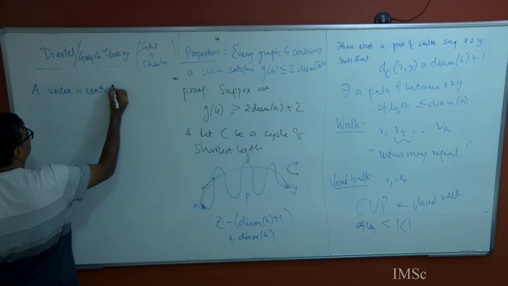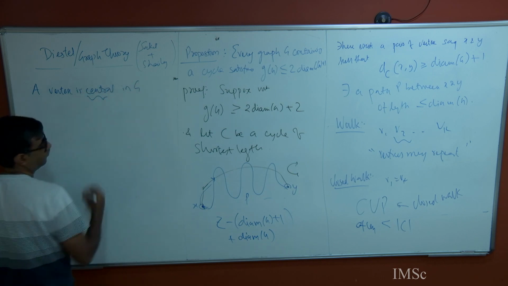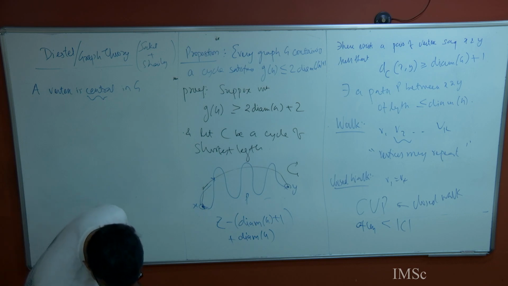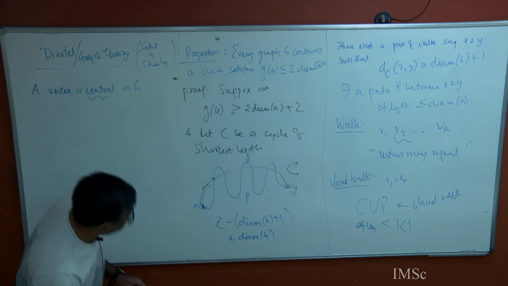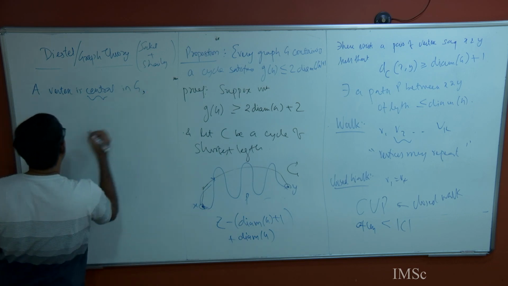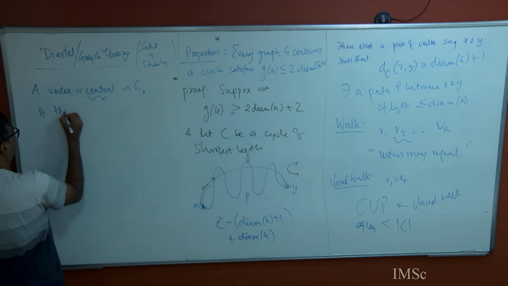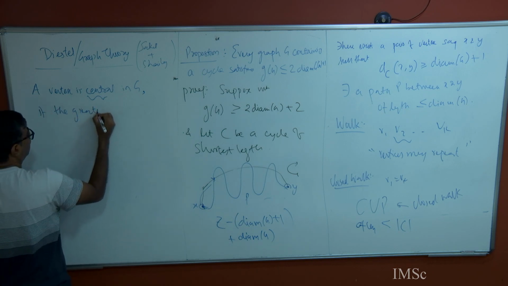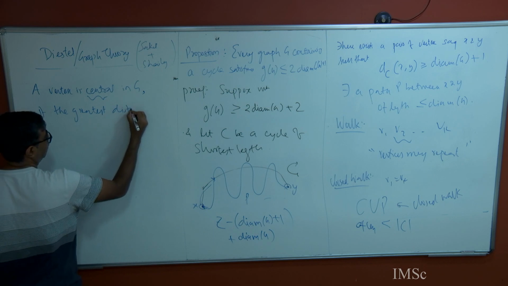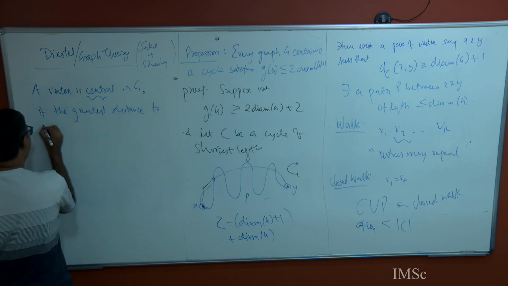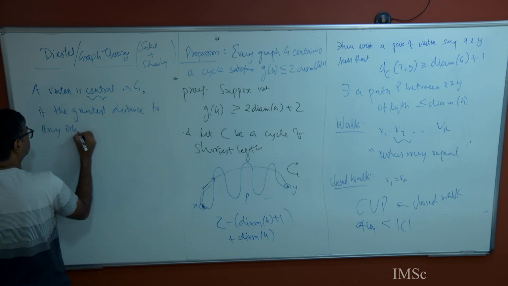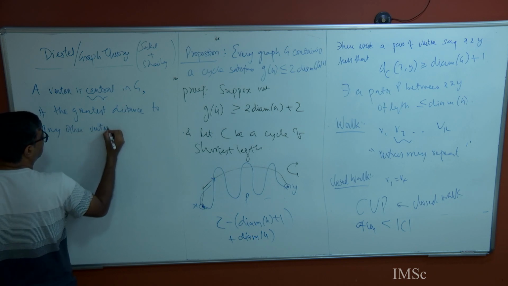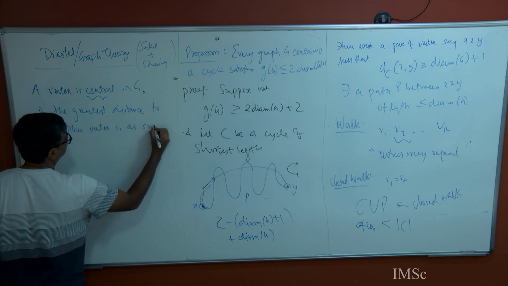The notion of a central vertex in G. What is the meaning of central in G? It is the greatest distance to any other vertex is as small as possible.